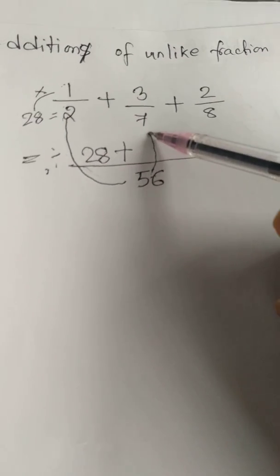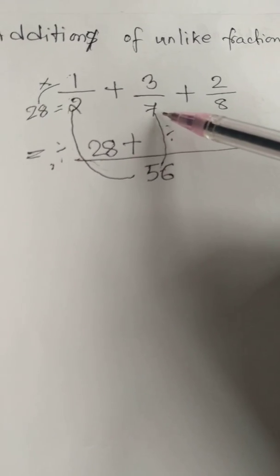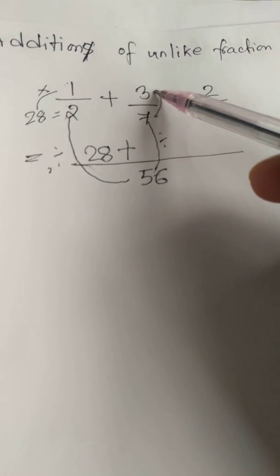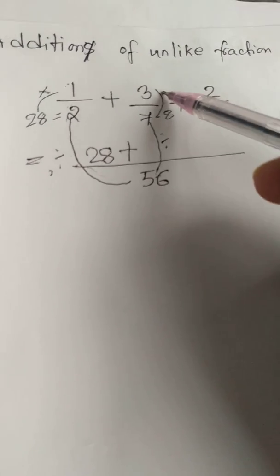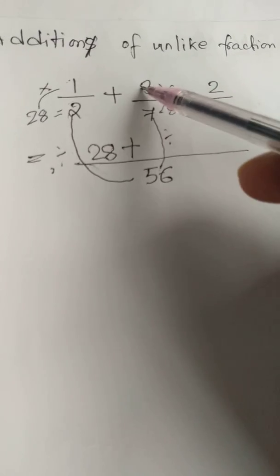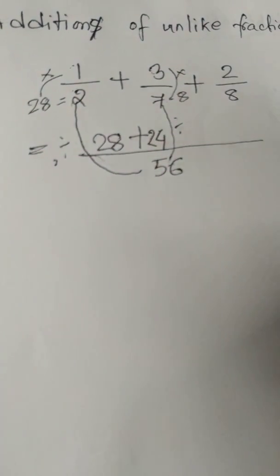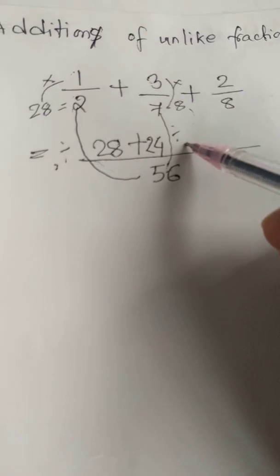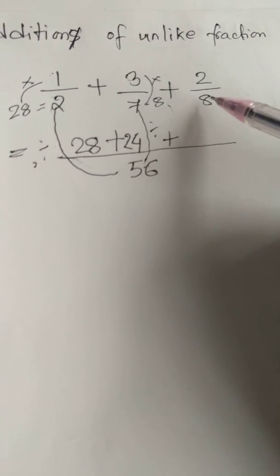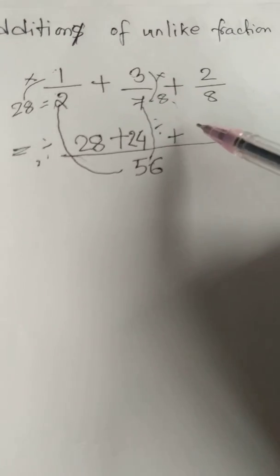56 divided by 7, so we need to divide. So 56 divided by 7 is what? 8. Then we multiply it with 3. So 8 into 3 is what? 24. So we put 24 over here. And finally again we put this plus sign over here. 56 divided by 8 is 7, and again 7 into 2 is what? 14.